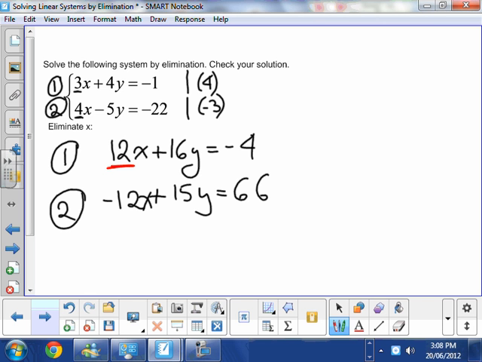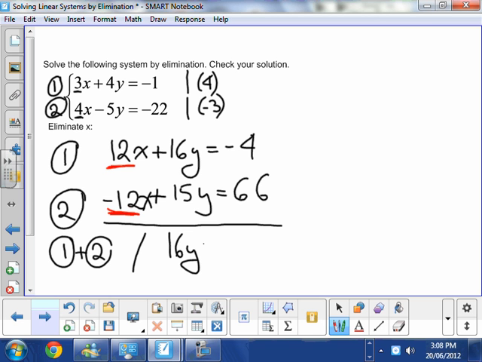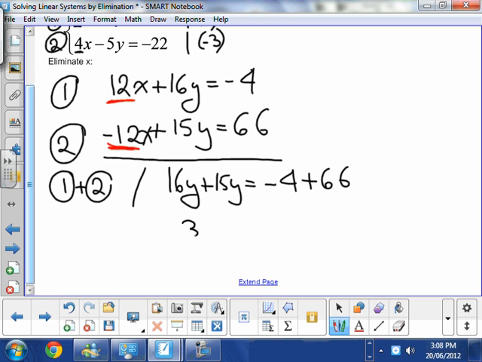Okay. And what we will do, we will now add these two equations. So I'm going to add 1 and 2, and let's see what happens. 12x plus negative 12x is gone. Nothing. Yes. 16y plus 15y must be equal to negative 4 plus 66. As a result, 31y equals 62, so y equals 2.